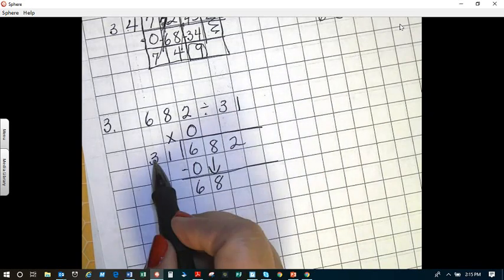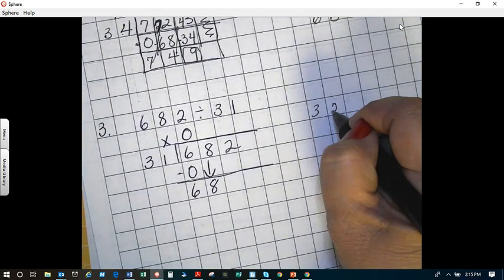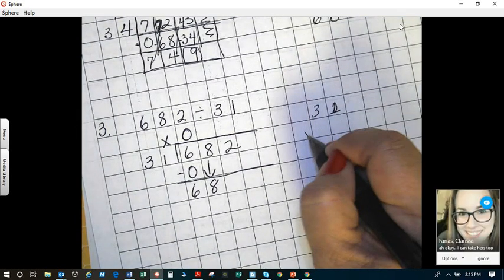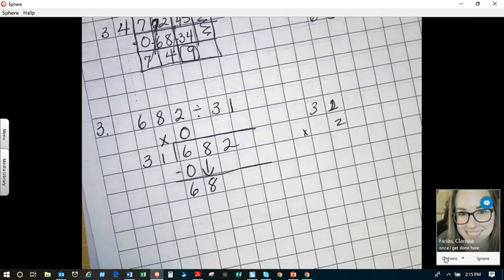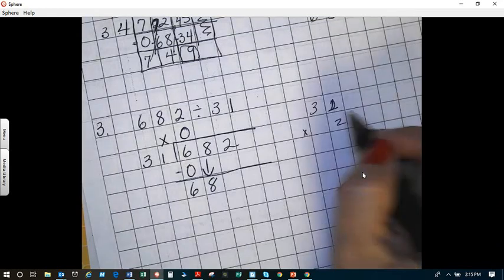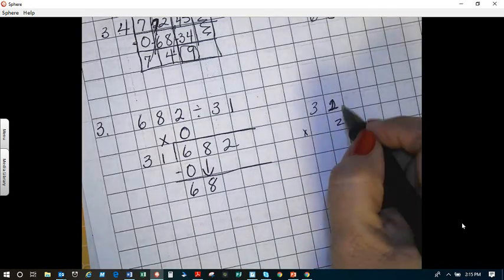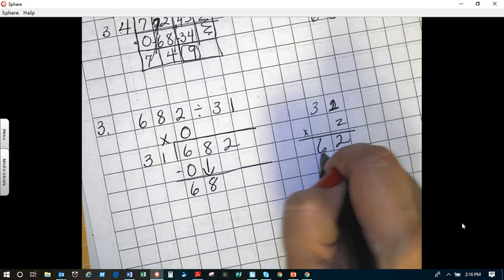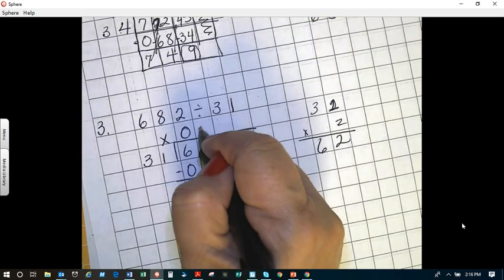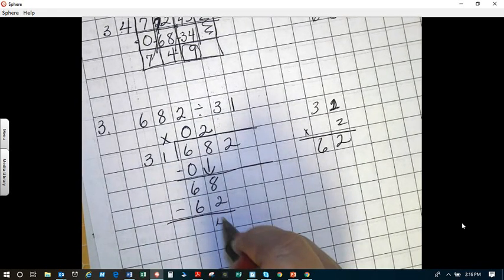How many groups of 31 can go into 68? Okay, so I hear people saying it's 2 times, so let's check that out. 31 times 2. Okay, so now I have 31 times 2. 2 times 1 is 2, 2 times 3 is 6. So that's going to be as close as I can get without going over. So that's 62. So 8 minus 2 is not 4, it's 6.